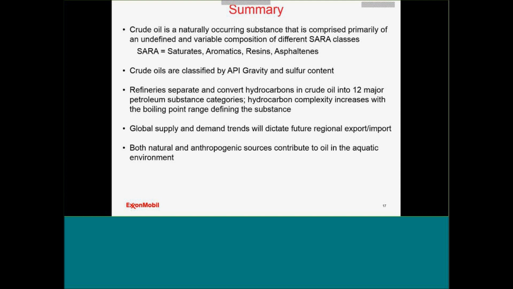Refineries separate and convert hydrocarbons in crude oil into 12 major petroleum substance categories, and the hydrocarbon complexity of these substances increases with the boiling point range that is used to define the different petroleum substances. Global oil supply and demand trends will dictate future regional export and import of crude oil. And both natural and anthropogenic sources contribute to oil in the aquatic environment. This concludes the information that's covered in this introductory module.